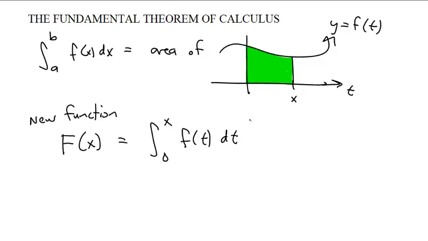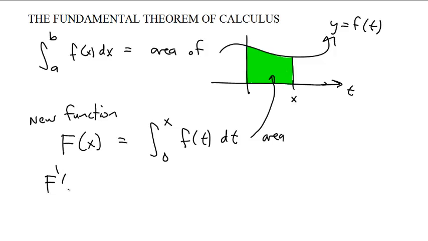So this is the area of that. And as I plug in different values of x, I'm going to get different numbers, because if x is over here, we get more area. If x is over here, we have less area. Great, great, great. And then they said, well, what's the derivative?